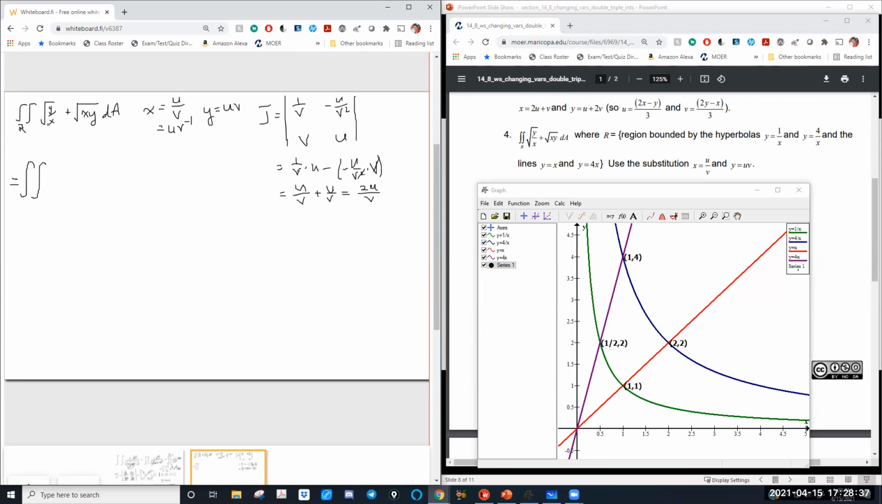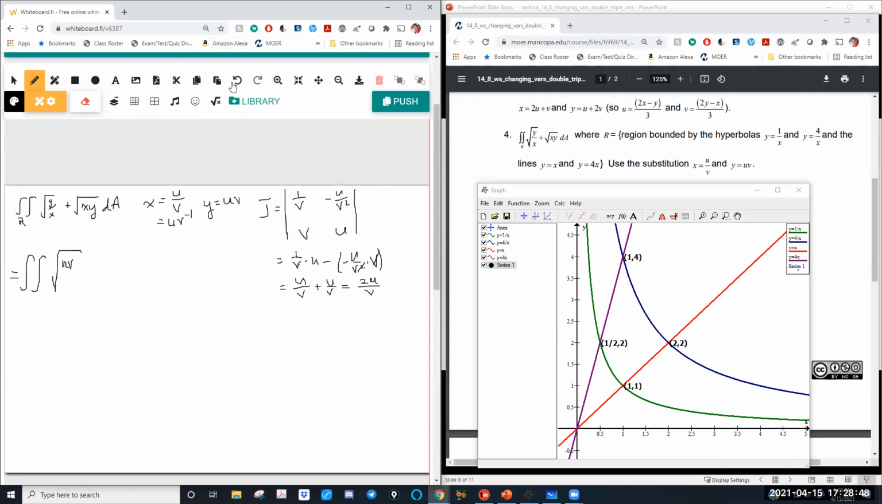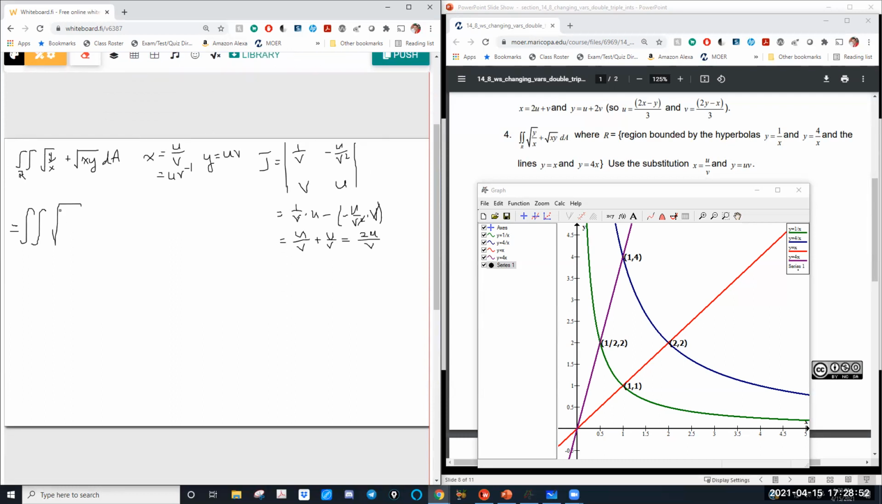Okay, so y is uv, x is u over v. So we have uv over, and then x is u over v, plus square root of x, which is u over v, times y, which is uv. We put in our Jacobian, which is 2u over v, and we haven't decided on an order yet.